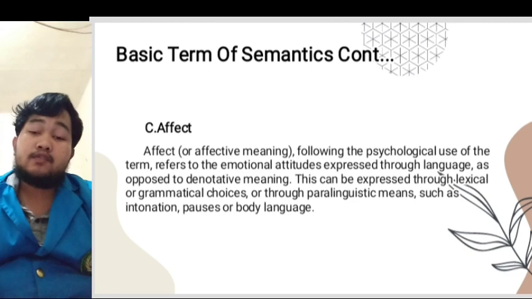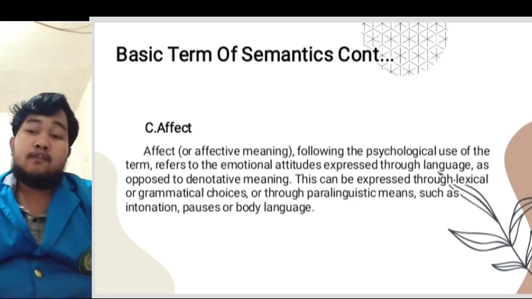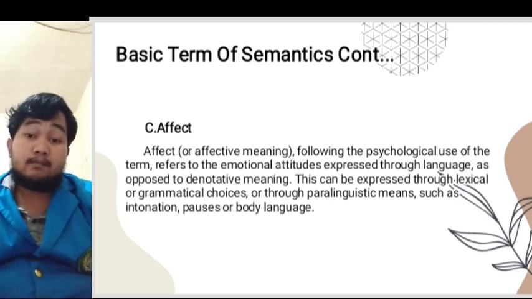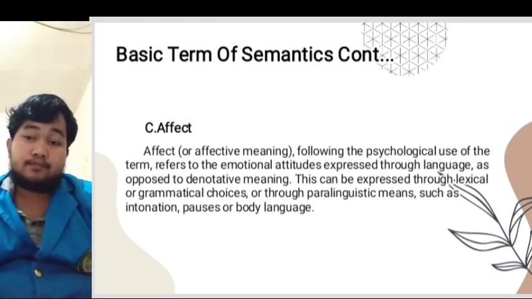The next one is affect. So, what is affect? Affect, following psychological use of the term, refers to the emotional attitudes expressed through language as opposed to denotative meaning. This can be expressed through lexical or grammatical choices, although paralinguistic means such as intonation, pauses, or body language. So shortly, affect is an emotional attitude that can be reflected through the use of language.